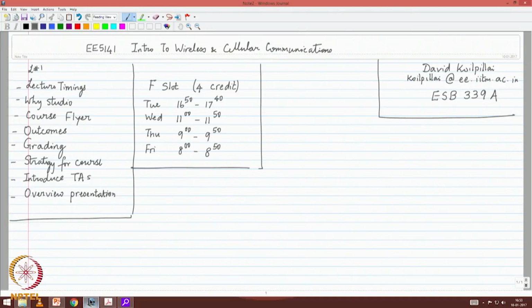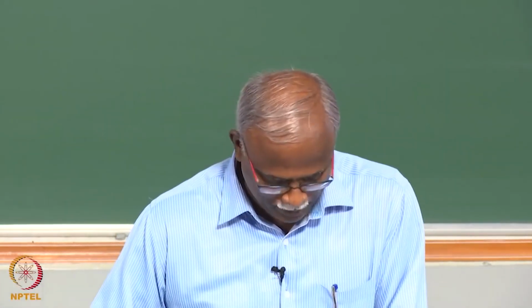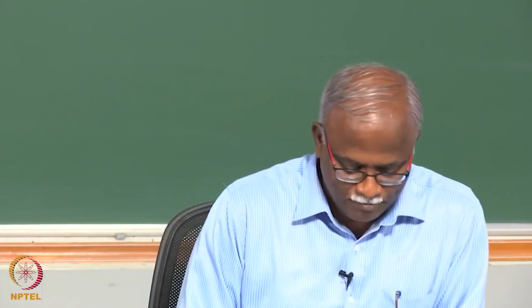One of the ways that I like to keep track of what is planned for the lecture is to have a quadrant that indicates what is going to be covered in the class. So we've already addressed the first 2 points, why studio. Hopefully at the end of the course you'll be able to affirm that this was an experiment worth doing. Let me start with the course flyer. Maybe before that, my room is in ESB 339A. You're welcome anytime to stop by if you have something to discuss.